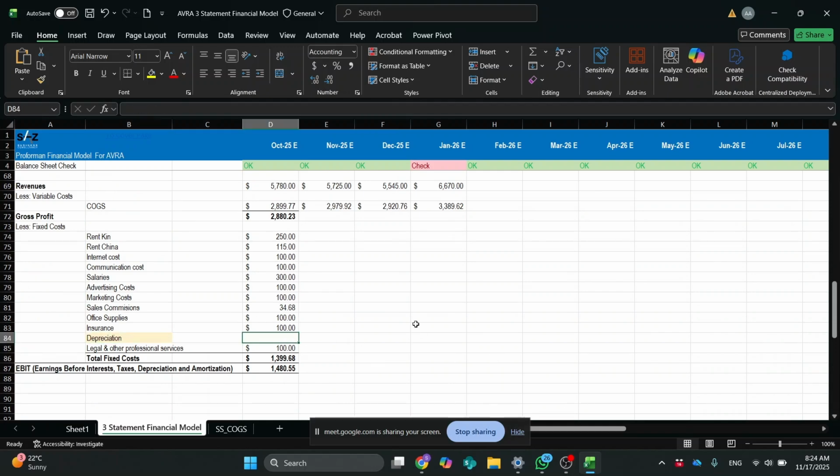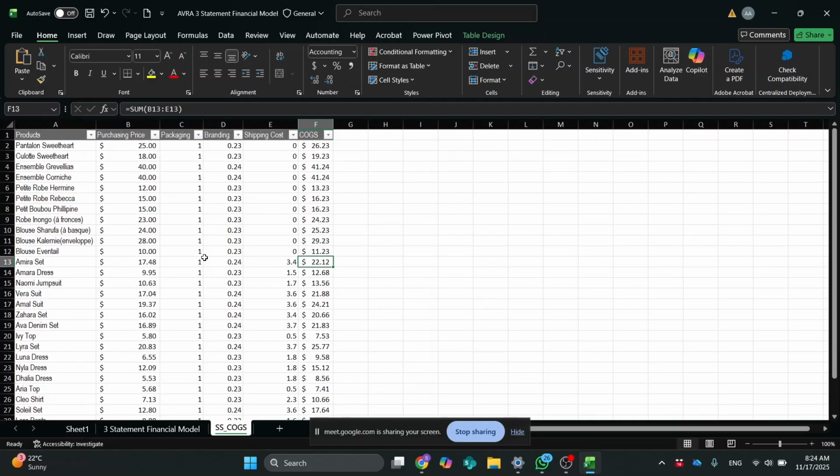Yeah. Then there are other things we have not put here that I want to review now so that we can move forward. First of all, in your cost of goods sold, you have the purchasing price, you have your packaging, and you have your branding. And for the case of things that are coming in, you have your shipping costs. Now, I want us to be sure we have captured everything to calculate our COGS.